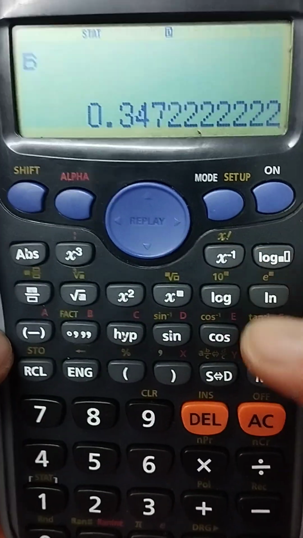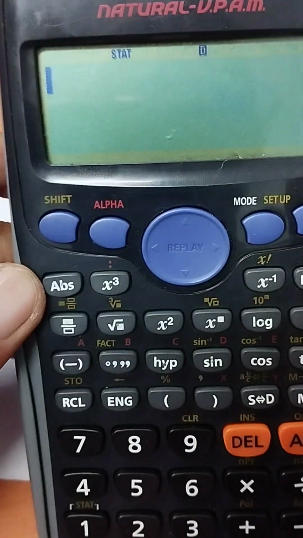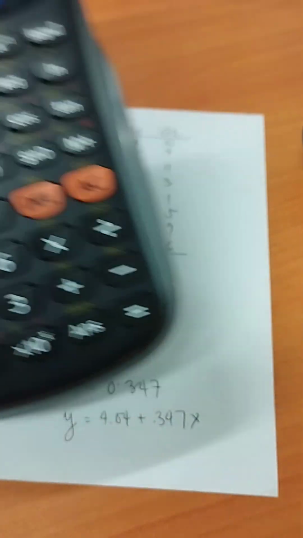So you have 0.347x. Okay, so we use those elements in our calculator just so we can avoid the complexity of manually calculating our R, A, and B.